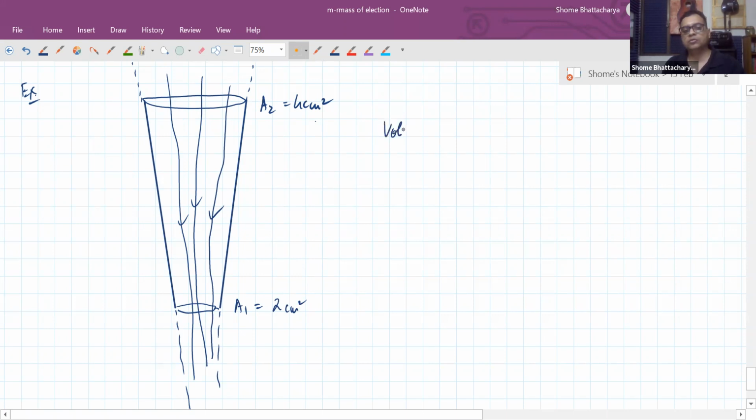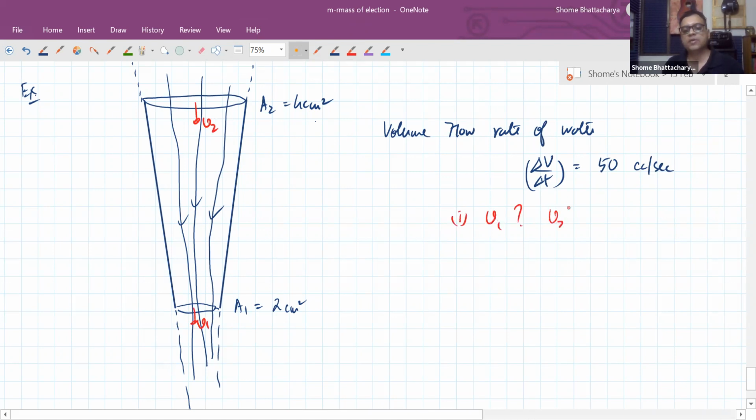So the volume flow rate of water, delta V by delta t, is 50 cubic centimeters per second, 50 cc per second. The velocity of flow here is v2 and the velocity of flow here is v1. So the first thing is to find v1 and v2.